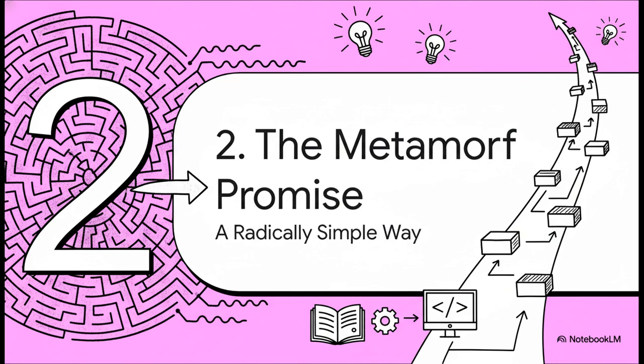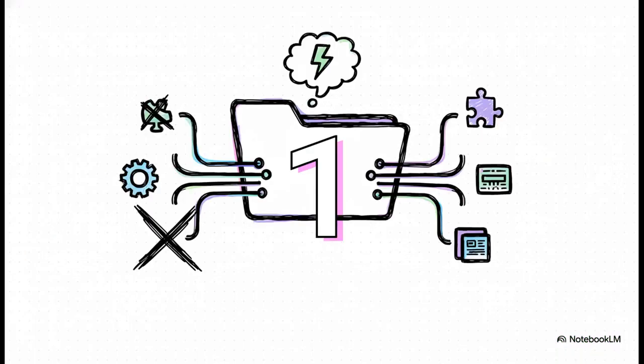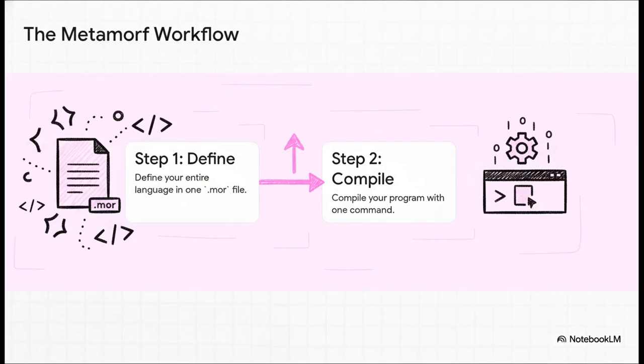Okay, so what if we could just toss that entire labyrinth out the window? This is where the Metamorf promise comes in. It aims to take that entire tangled web of tools and processes and just replace it with something clean, simple, and completely unified. 1. That's the number you need to remember. 1. That's it. One single file is all you need to define your entire language, top to bottom. No more juggling different tools, no more writing glue code, no more build system headaches. Just one file.